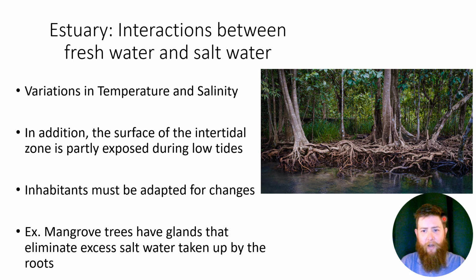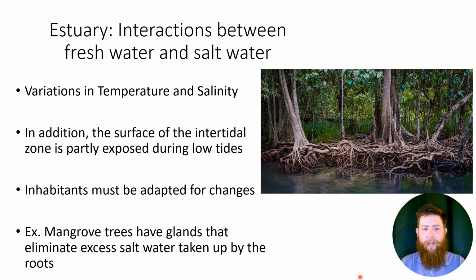So inhabitants here have to be really flexible and adapted for changes in salinity, temperature, and level of water. So there's a lot going on here. So they usually end up being very specialized organisms that live here. So mangrove trees are a great example.